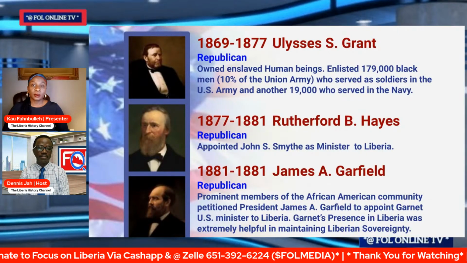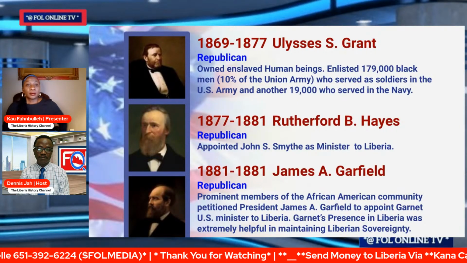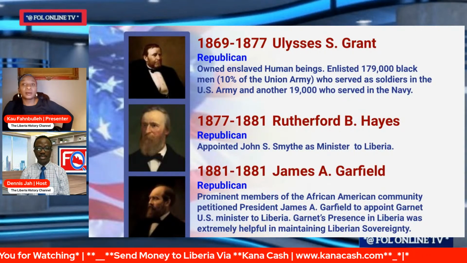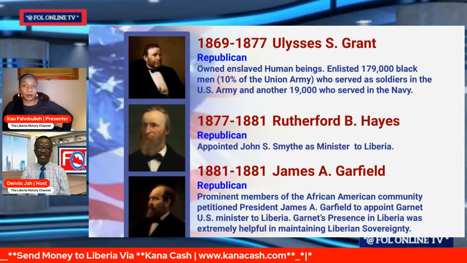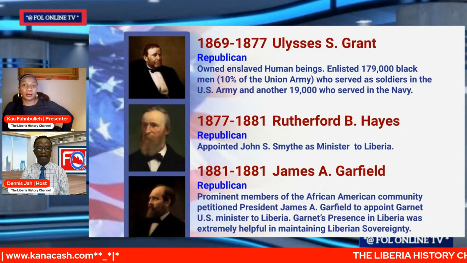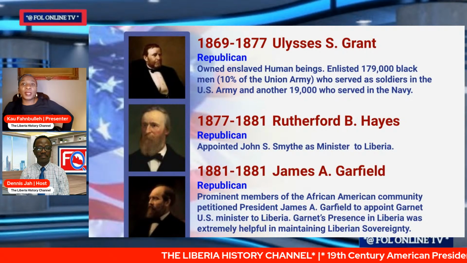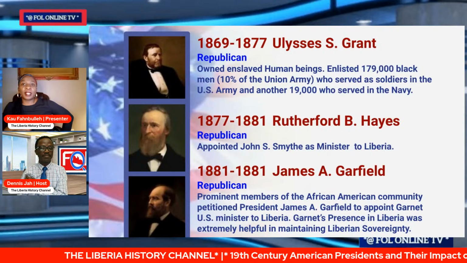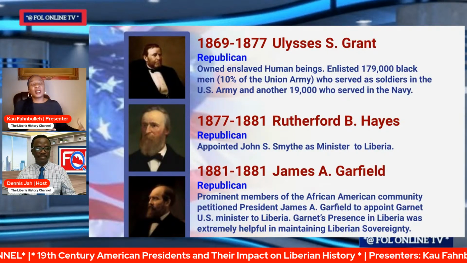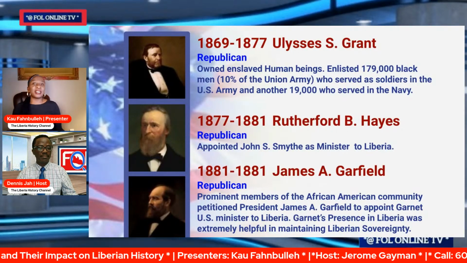1881, James Garfield. Prominent members of the African American community petitioned President James A. Garfield to appoint Garnett U.S. Minister to Liberia. Garnett's presence in Liberia was extremely helpful in maintaining Liberian sovereignty. What did he do? So basically, Garnett was the one asking for assistance from the U.S. government, intervention.